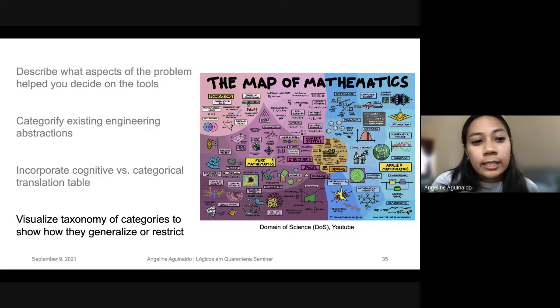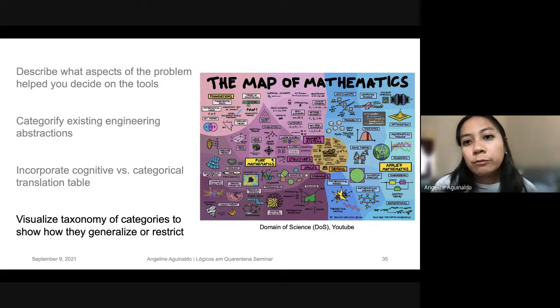And then the last thing is to visualize the taxonomy of categories to show how they generalize or restrict relative to one another. This came about when looking through nLab and trying to find definitions of different categorical structures. I often don't realize how one structure may relate to another structure, whether through an addition of a property or a generalization of the category.